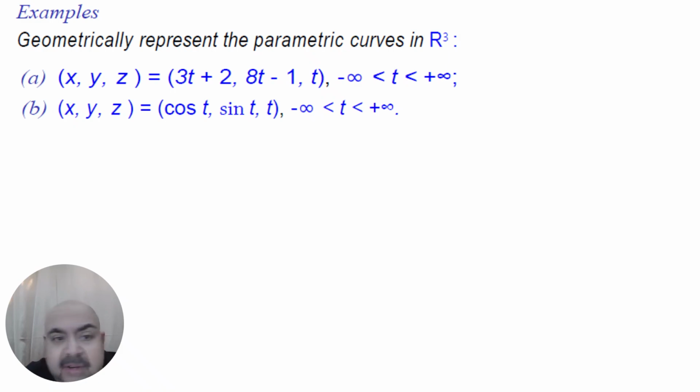What if I'm talking about three dimensions? A similar discussion will be the same. It's going to be exactly the same. And as I told you previously, it doesn't have to be just angles. It may be numbers or whatever. So here in the first mathematical expression, it's x, y, and z, where x is equal to 3t plus 2, and y is equal to 8t minus 1, and z is equal to t, where t is changing from negative infinity up to positive infinity.